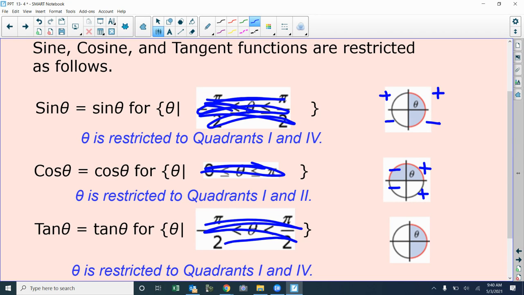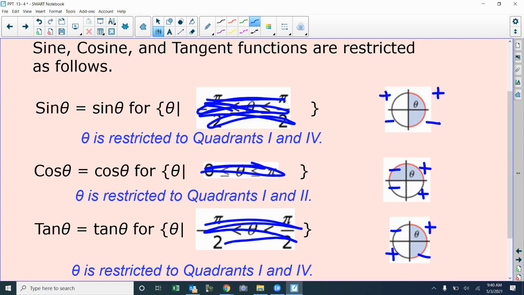Your tangent is positive here, and it's positive here, which we just discovered, negative here and negative here. There's your quadrants for your sine, cosine, and tangent. Remember, your sine is the y value. Your cosine is the x value. Your tangent is your y divided by your x.